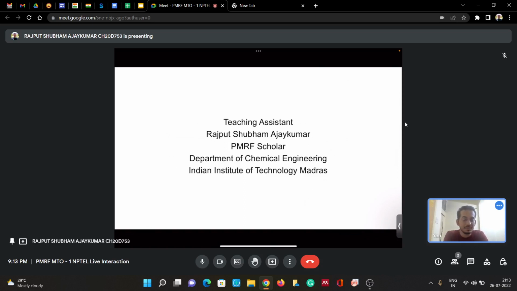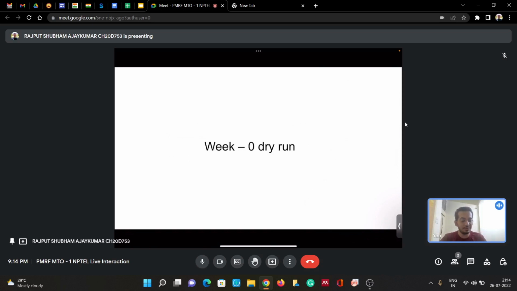So this is the basic course, mass transfer operations 1, and we'll begin with week 0, that is a dry run. We'll be looking at what the basics of mass transfer are, what mass transfer is, what the laws of mass transfer are, and we'll solve some basic tutorial questions, so that by next week we can start the actual solutions, assignment problems, and look at various concepts of mass transfer. So let's begin with the week 0 dry run.